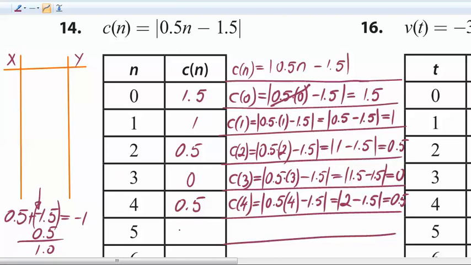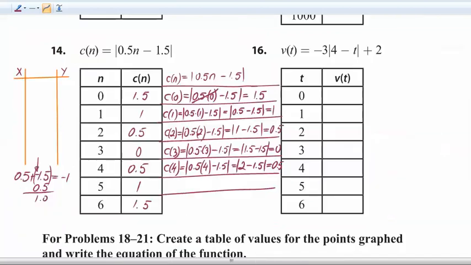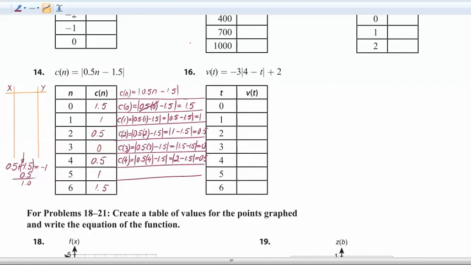You'll have 0.5, you'll have 1, and for the next one, C of 6 will also be equal to 1.5, same as in C of 0, right? Okay, now with all these points, you need to construct your graph, right? And let's see if I have enough room on this page to show you that. Yeah, I have it right here on the right. We can do it.